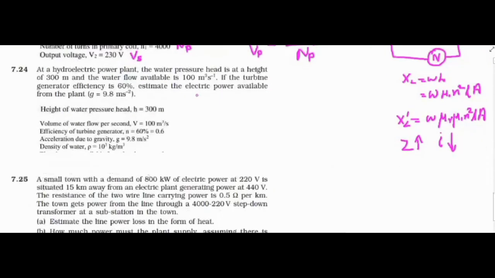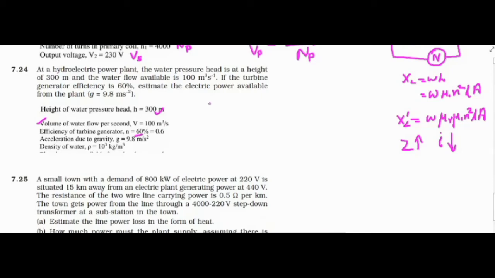We have Vs by Vp is equal to Ns by Np, and from this formula find the value of Ns. Other quantities are given. Now, next, at a hydroelectric power plant, the water pressure head is at a height of 300 meter. Then water flow is available at 100 meter cube per second, which is the rate of flow. The turbine generator efficiency is 60%, meaning 60% of energy is converted into electric power.